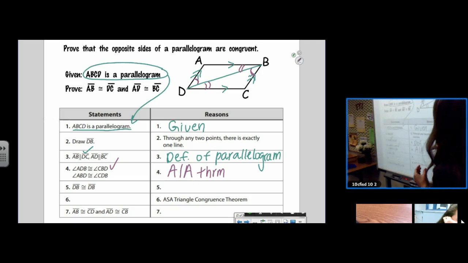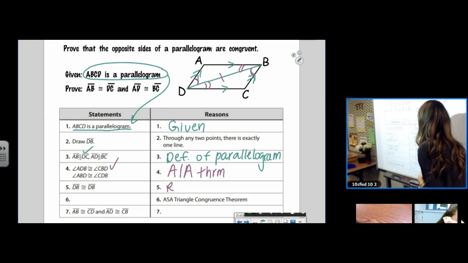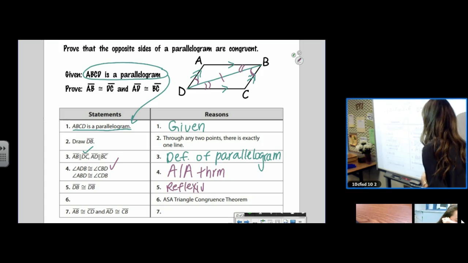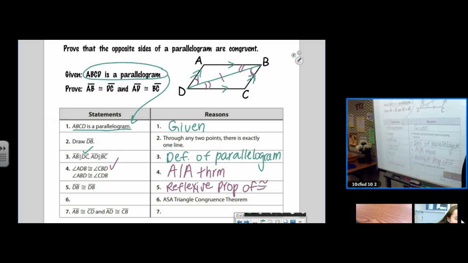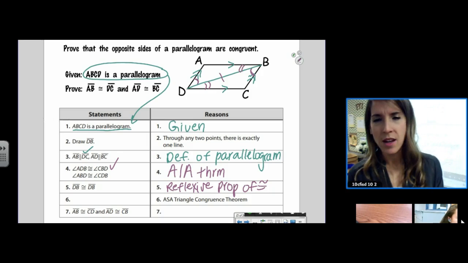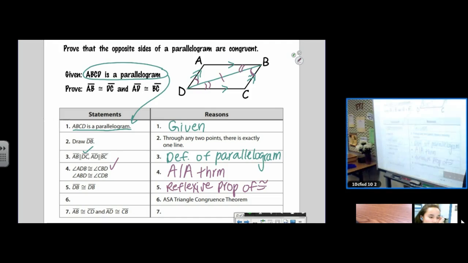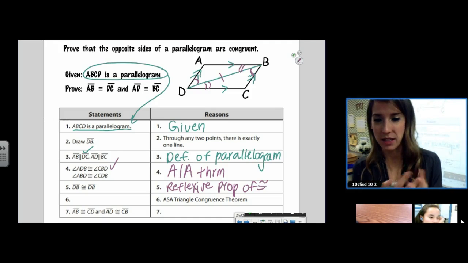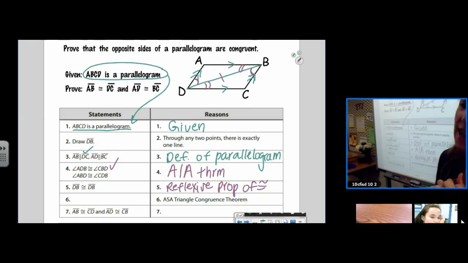Okay, next one. DB is congruent to DB. Reason is, very good. This one comes up a lot, almost every proof. Reflexive property of equality. If you just put reflexive property, that'd be okay too. All right. Number 6, they changed it up on us. They gave us the reason, they didn't give us the statement. When we say ASA, angle, side, angle, when that's our reason, what was our statement? When we cite angle, side, angle, what were we saying?